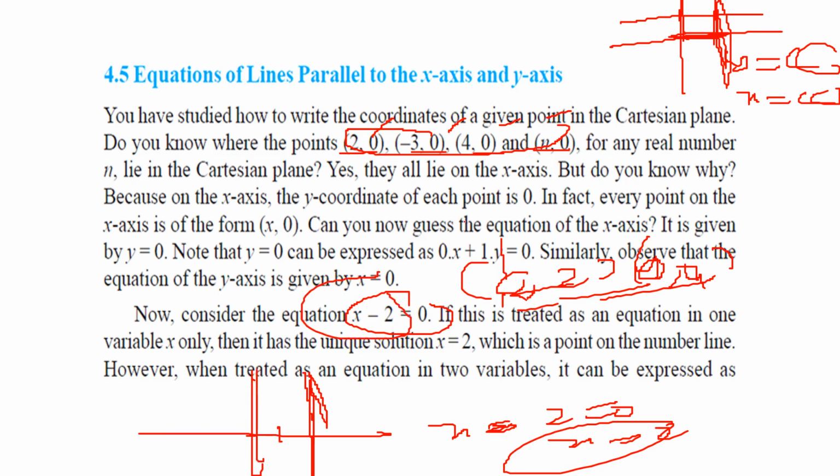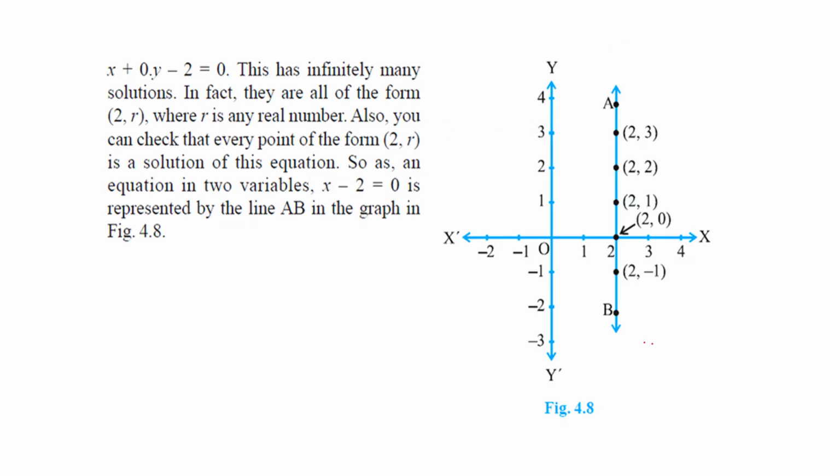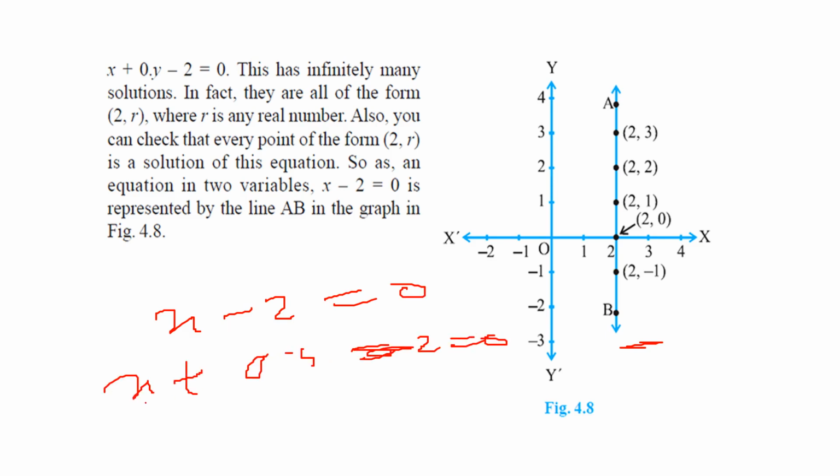X equal to 2 is an equation which is parallel to what axis? X-axis, right? I hope you got the idea. Means x minus 2 equal to 0 can be written as x plus 0 dot y minus 2 equal to 0. So x, y, this constant, so ax plus by plus c equal to 0, this is a form of linear equation. And when x minus 2 equal to 0, x equal to 2, that is simply this at a distance of 2, make a straight line.